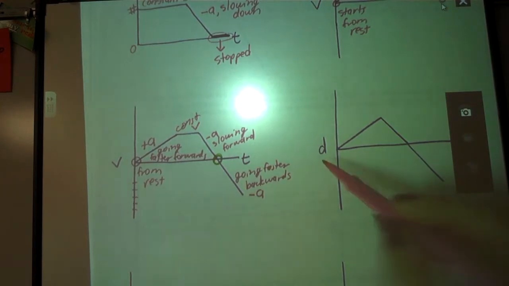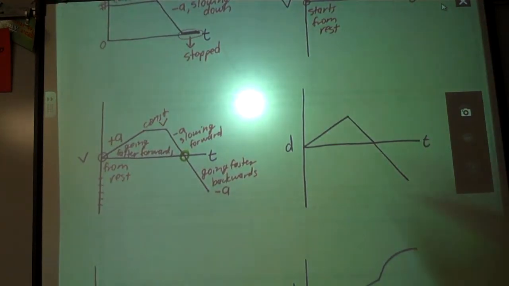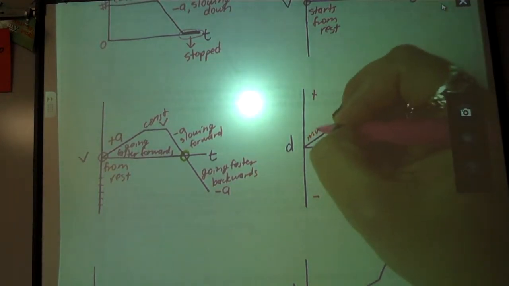It just says D. So on the get-go, I might not know exactly whether this is distance or displacement. However, because I have positive and negative, that implies direction is important here. So that means I am in fact looking at displacement. So, displacement graph.